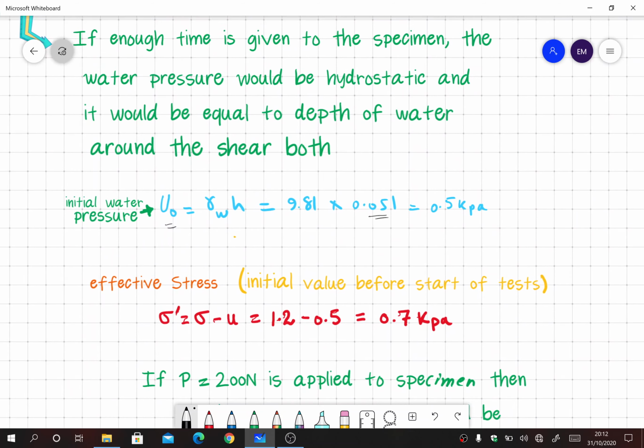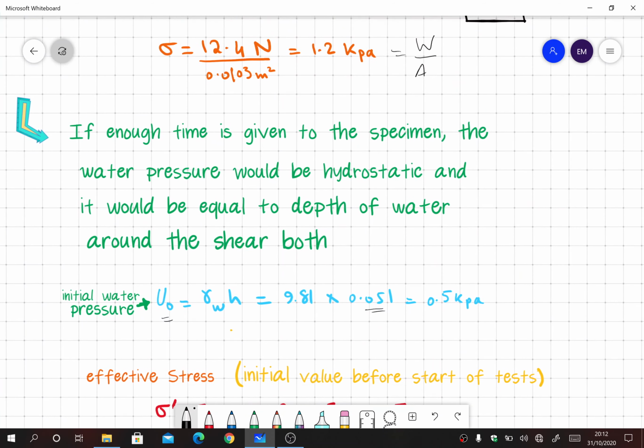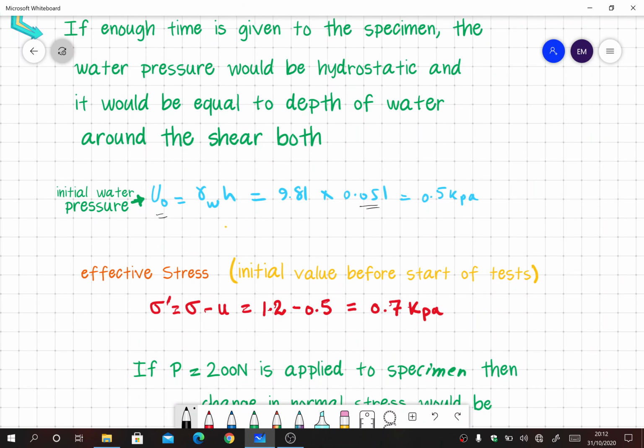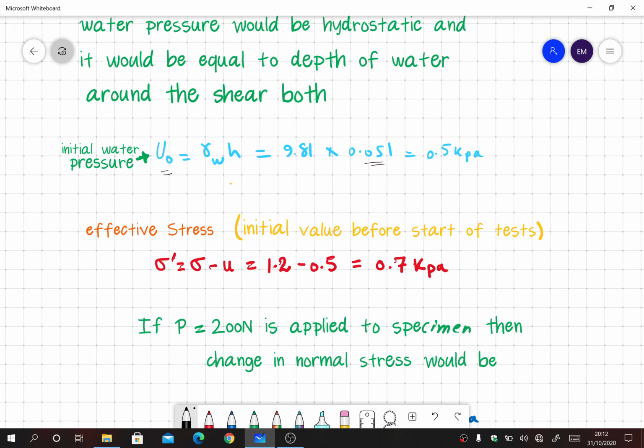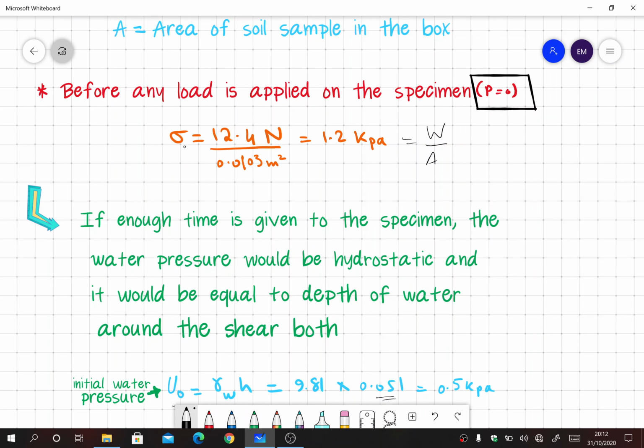So that is U, and now we want to calculate effective stress, so that will be equal to total stress minus U, and we have already seen that total stress was 1.2 kPa and U naught was 0.5. So I can say that in the initial condition sigma dash is equal to 0.7 kPa. If you want to put a naught here, it will indicate that this is the initial condition. Also put a naught here and also here.